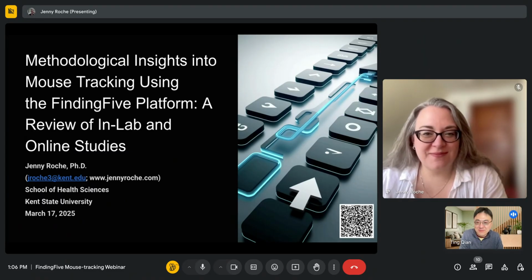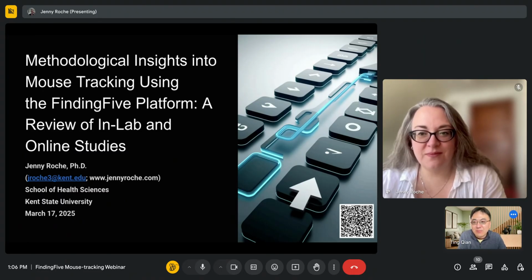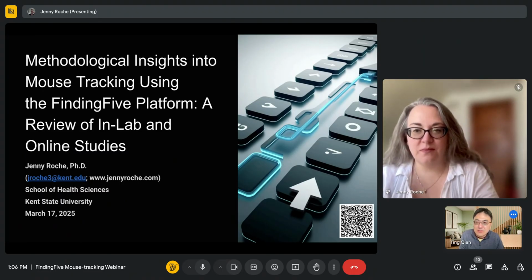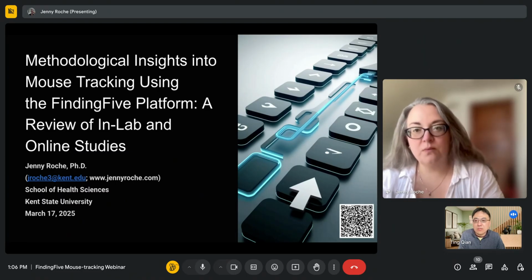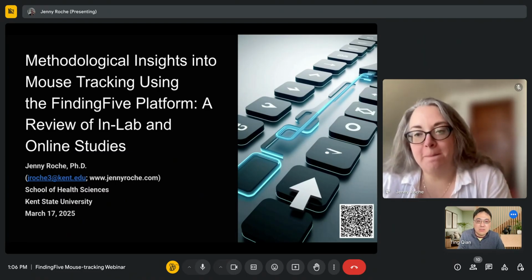And if you're new to Finding Five, we are a nonprofit dedicated to making behavioral research more accessible. We believe technology should empower science, not complicate it. Our platform helps researchers design and run online experiments efficiently without requiring extensive programming skills. We are committed to making sure that behavioral research is reproducible and easier to collect high quality data at scale.